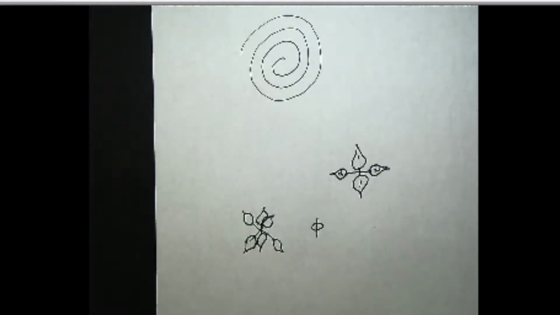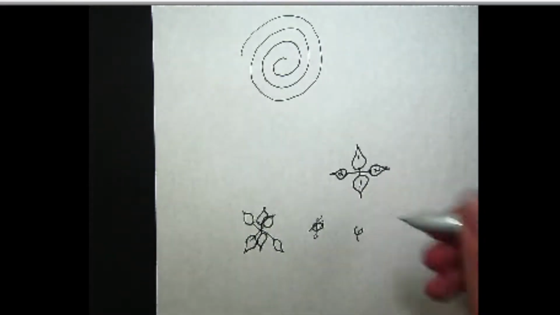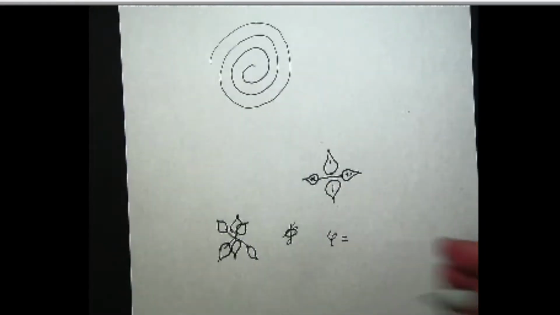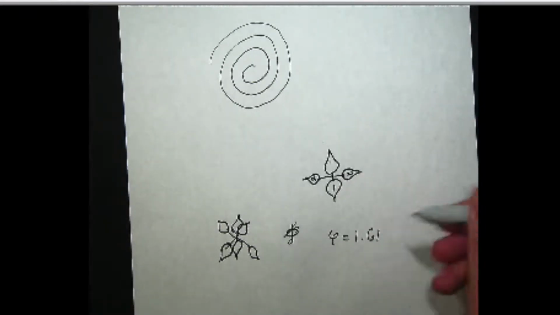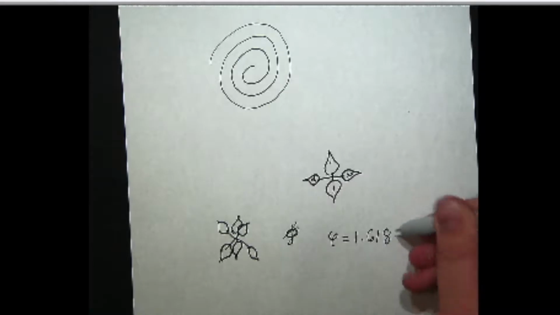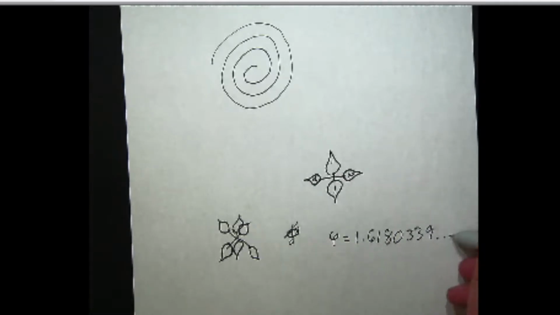Or I think I used the wrong type of phi. There we go. So phi is 1.6180339, so on and so forth.